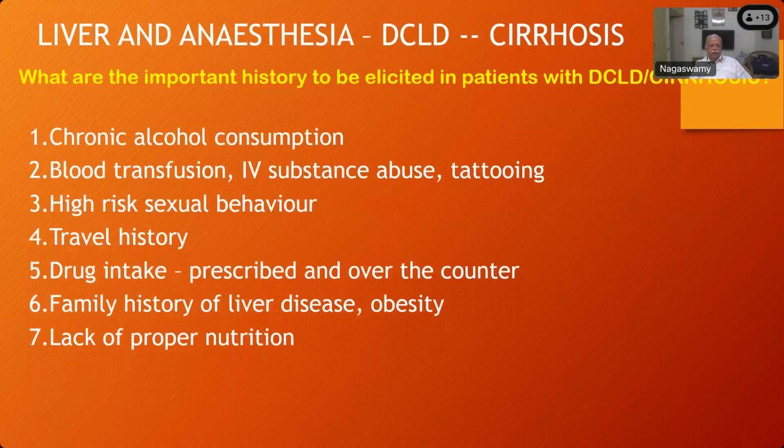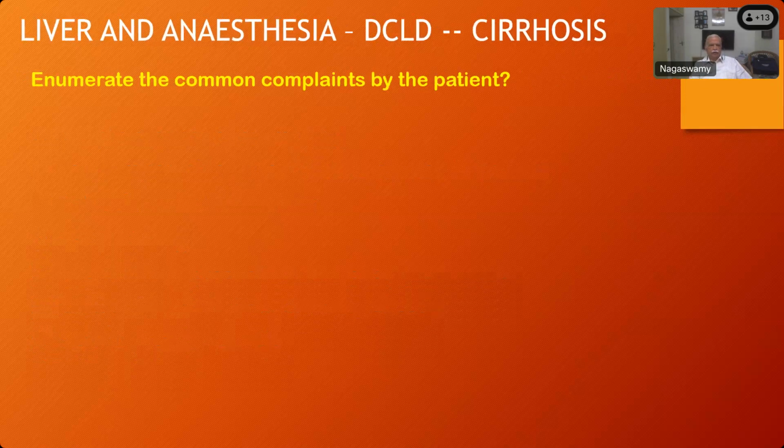So these are the 7 history points that you should elicit from the patient: whether the patient had chronic alcohol consumption, whether he had blood transfusion or IV substance abuse, high-risk sexual behavior, travel history, drug intake, family history, and lack of proper nutrition. You should not forget to elicit all this history if a patient who looks like a cirrhotic patient is given to you in the practical or viva examination.